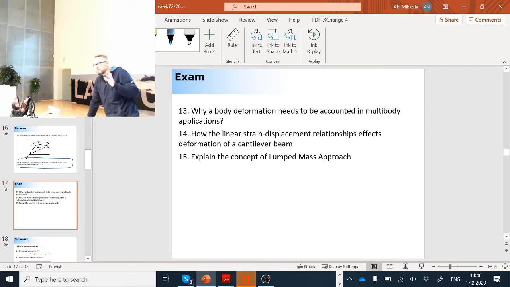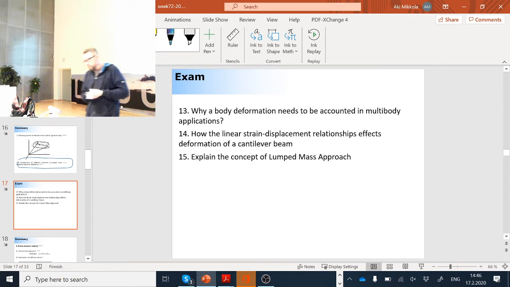This is easy, but if you really want to score high, remember to explain that this lumped mass approach is a little bit problematic because it actually leads to numerically stiff models. You still remember what's the numerically stiff? It means that the natural frequencies are spread around the large frequency range. And that's when you have high frequencies and low frequencies, and that's typically something that you want to avoid when you make models. Okay?